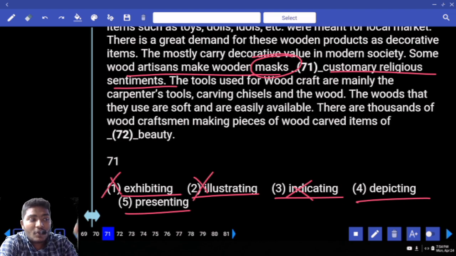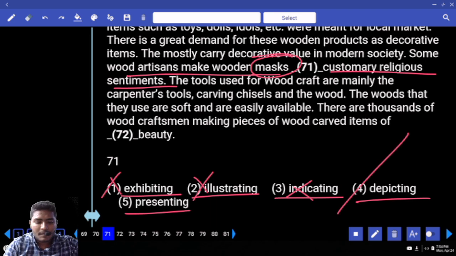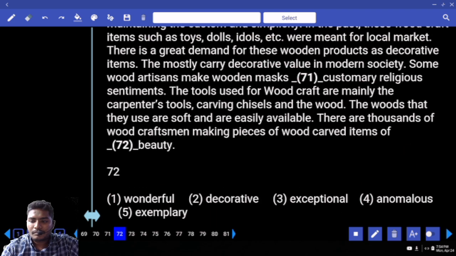As I told you, presenting already. What does it mean by presenting? Somebody has done the work, you bring that work and show it to you. This is like an advertisement, that is presentation. Now which is your terminology here? Depicting. Next, move to 72.